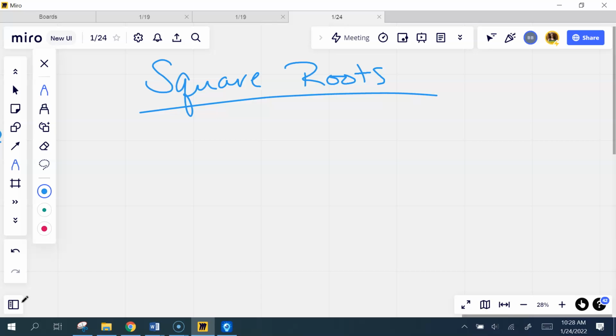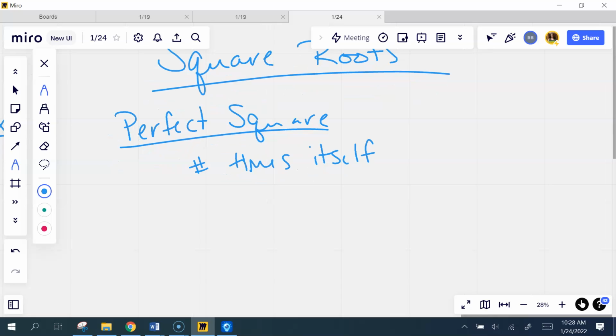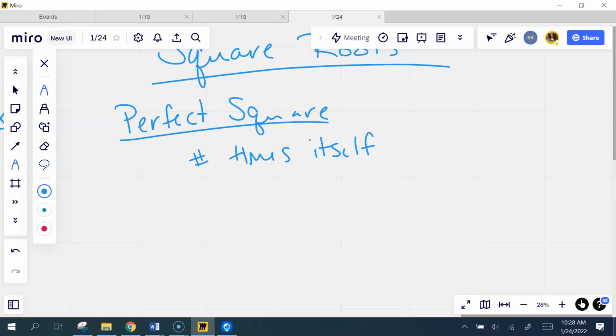But tell me, what is a perfect square? What does it mean to be a perfect square? A number times itself. That's exactly right. A number times itself. And I told you to be able to recognize those perfect squares up through, I think, 13 at least.